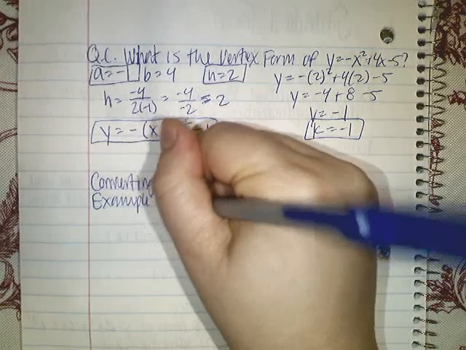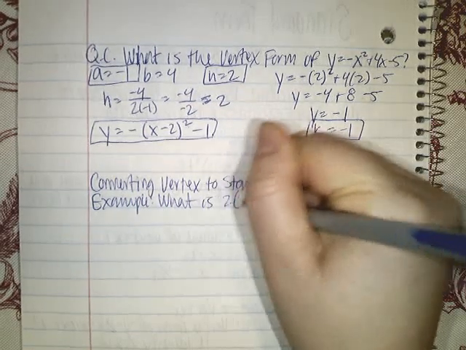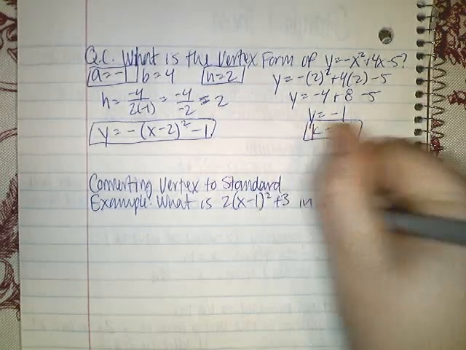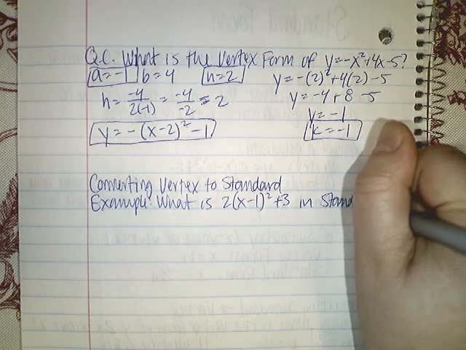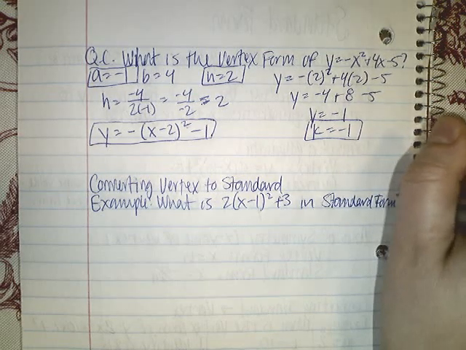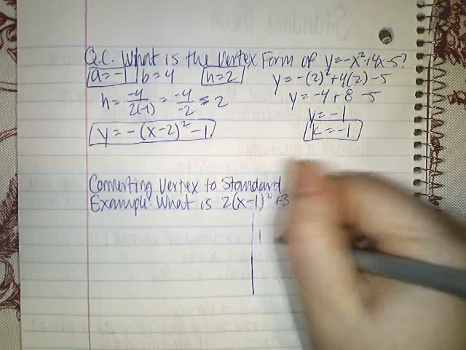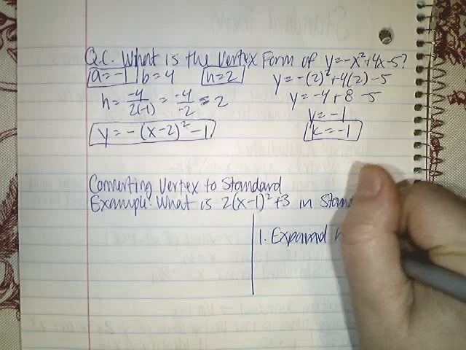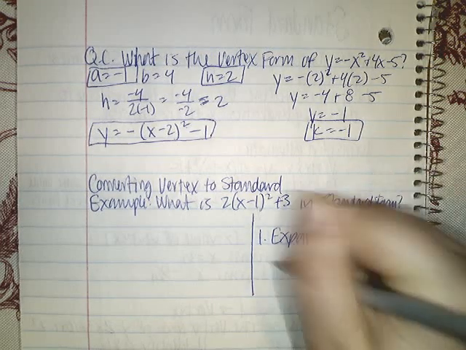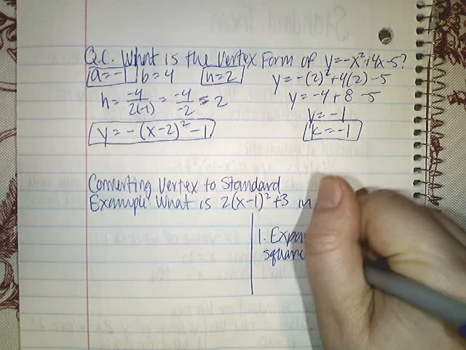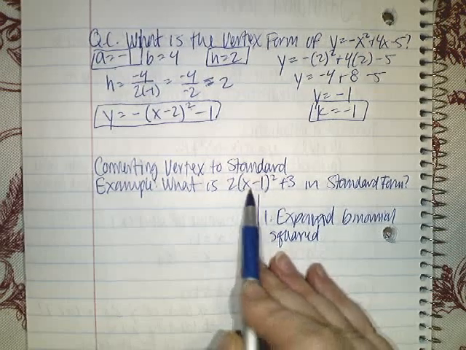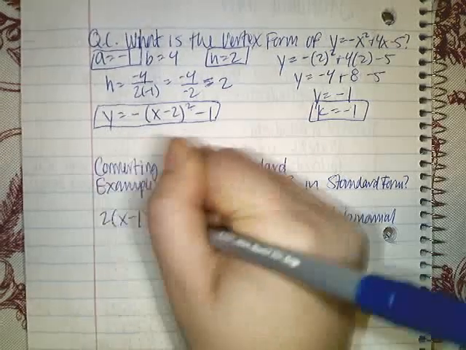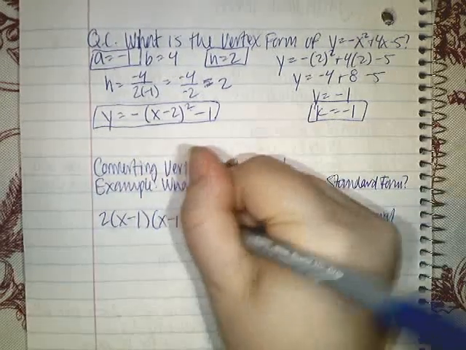What is 2(x minus 1) squared plus 3 in standard form? So our steps here are going to be, 1, expand the binomial squared. So one thing I've been trying to emphasize, but I know people will forget, you cannot distribute this exponent because you're adding and subtracting inside. So I'm going to expand (x minus 1)(x minus 1) plus 3.